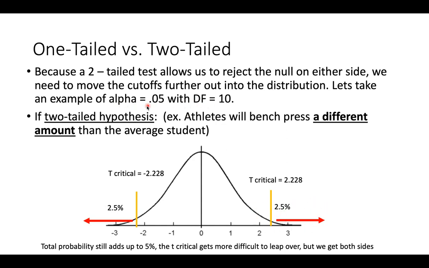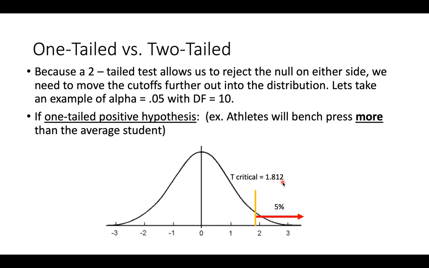Still have the same alpha of 0.05 with degrees of freedom 10. What would end up happening here is I take this 5% of extremity that I'm going after, and I put half of it on the left for 2.5. I put half of it on the right, another 2.5. And so what this does is it pushes my critical values out further. Notice how they are positive and negative 2.228. That's more extreme than my one-tailed hypothesis, which was 1.812.